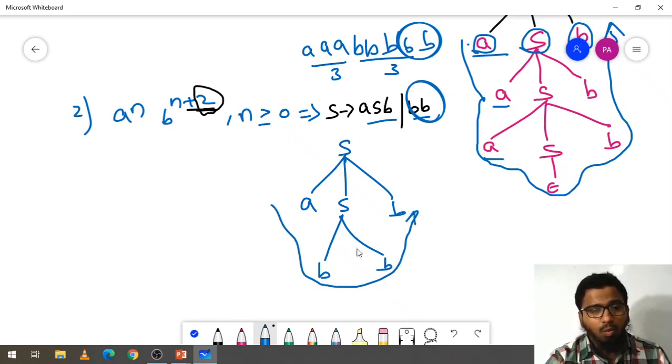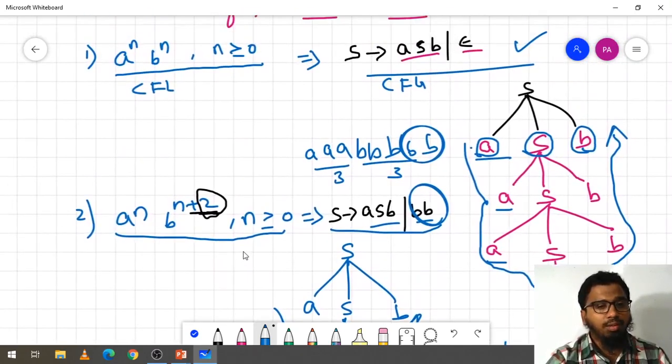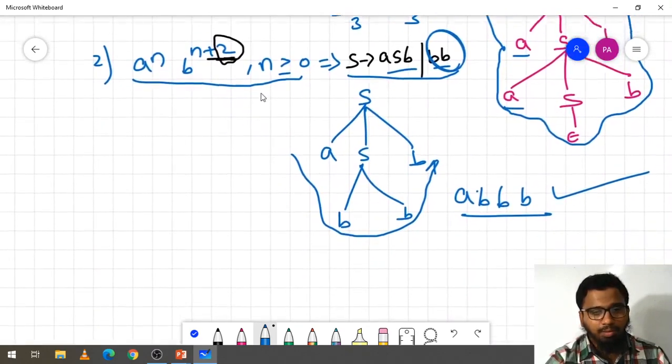From here, what is the answer? A, B, B, B. So this is the answer. And what it is telling is, if A is 1, then B should be 3. So this condition is true. So this is grammar and this is a context free language. This is about another example.